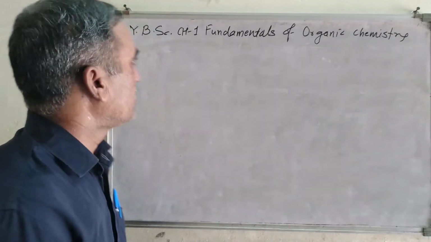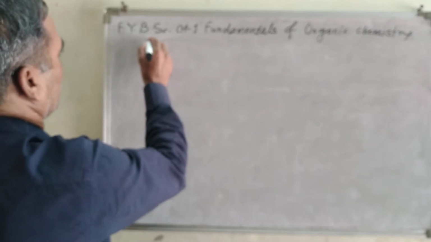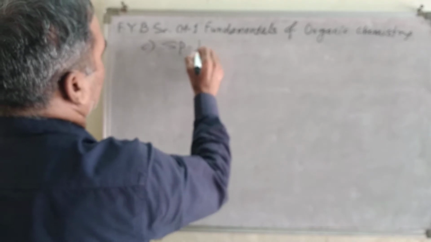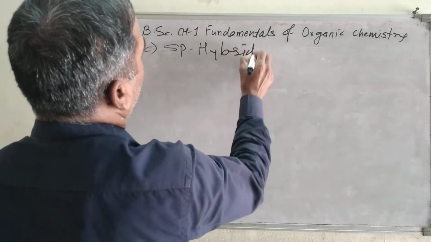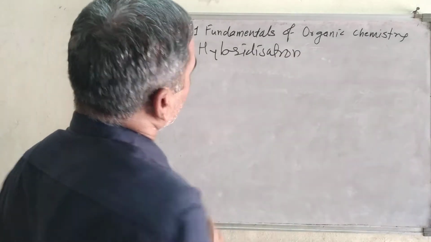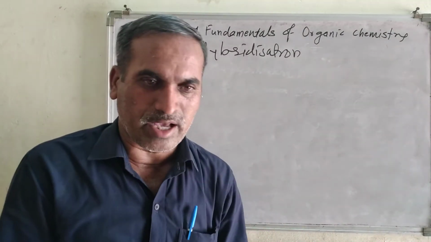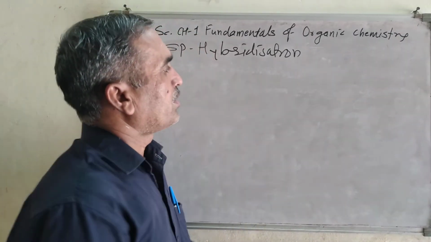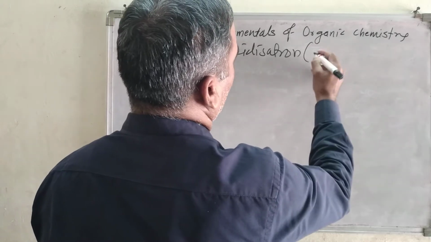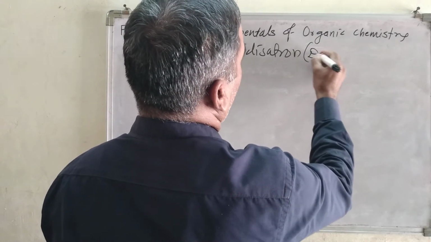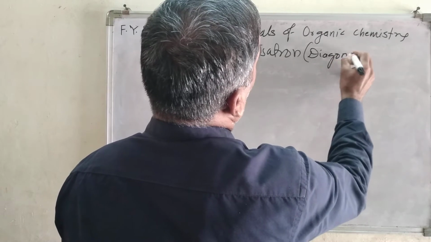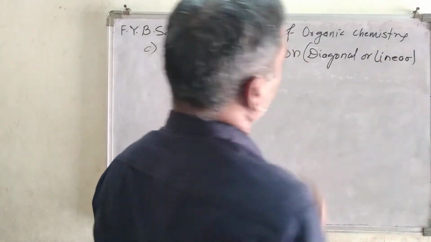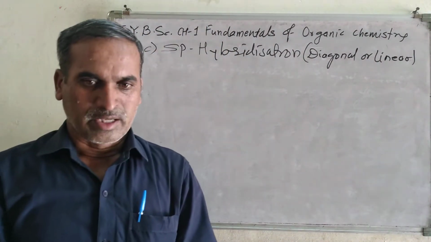Now let us see the third one, which we can call sp hybridization. When sp hybridization forms, it has a definite geometry, and the geometry is diagonal, or what we can call linear. Linear geometry or diagonal geometry.